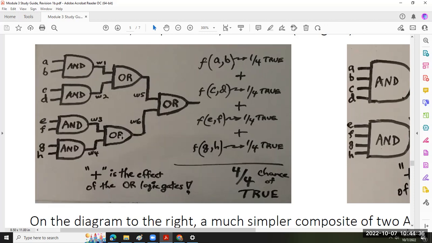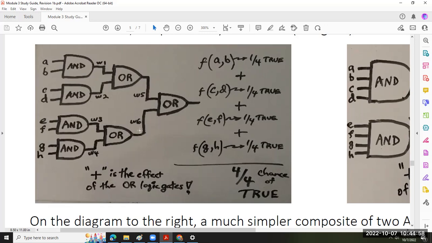Now, what you know about an OR is that as long as there's a single true, what's the output of the OR? True. Okay, and if one of these is true, then what's the output of this OR? True. Oh, yeah, true.